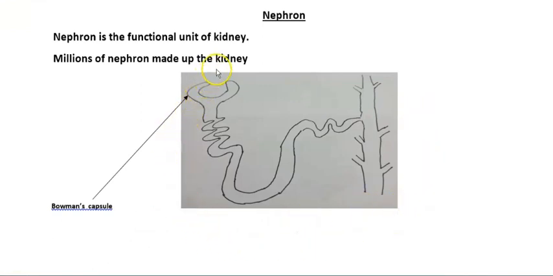This structure here like a cup, we call Bowman's capsule. This is the one, Bowman's capsule. Label one by one. We have drawn all these. Now label Bowman's capsule. Teacher will go one by one slowly.